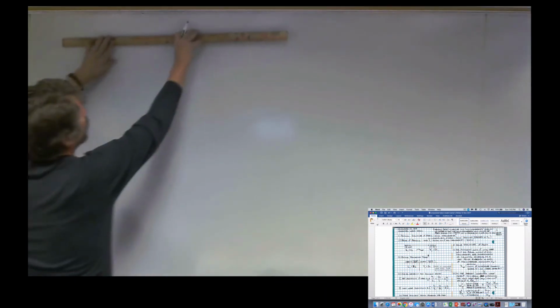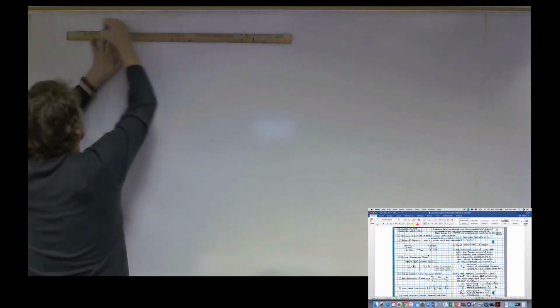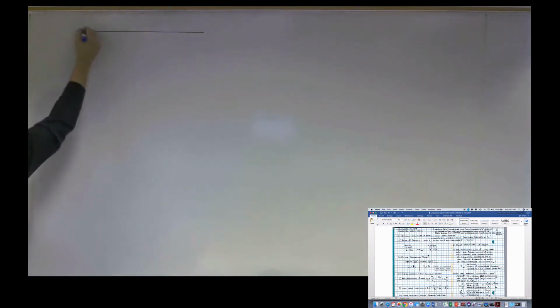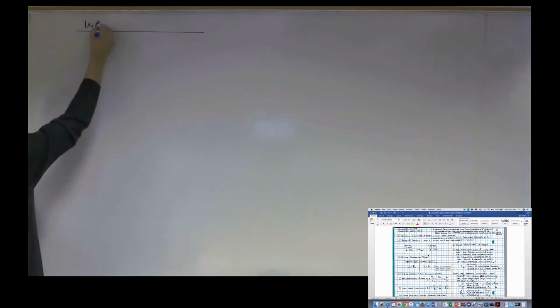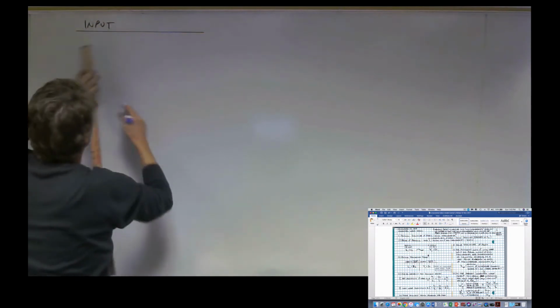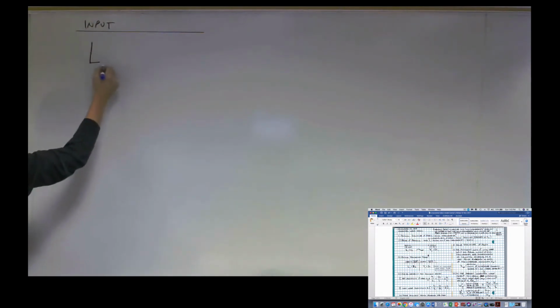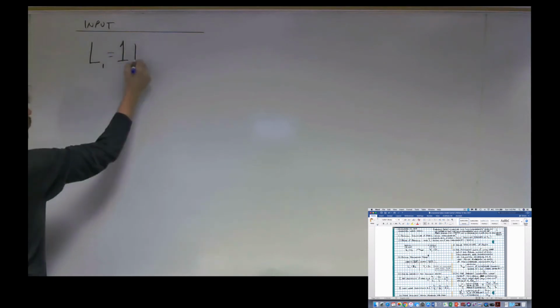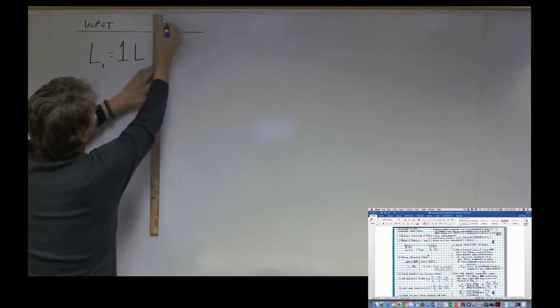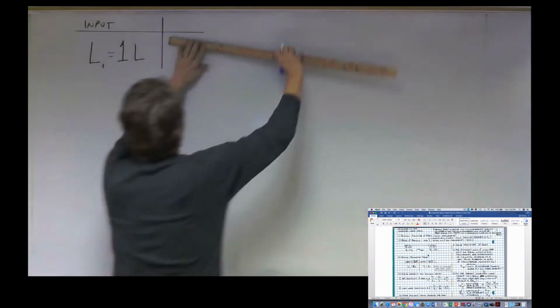So we take our physical transactions table. We'll put it here. This is going to be equal to the inputs on this side, and the labor input is equal to 1 unit of labor, and then this is going to be the output on this side.